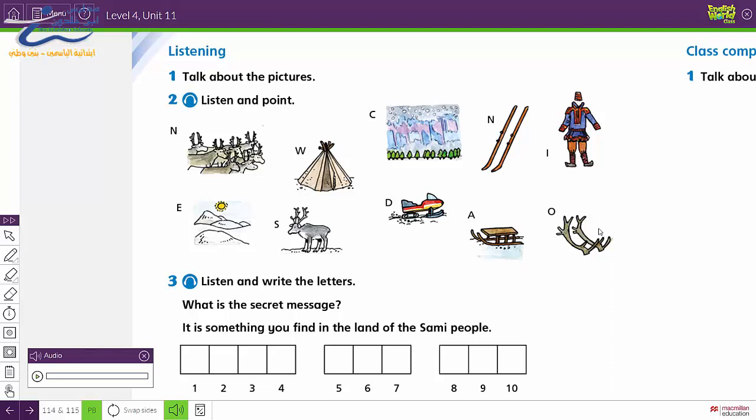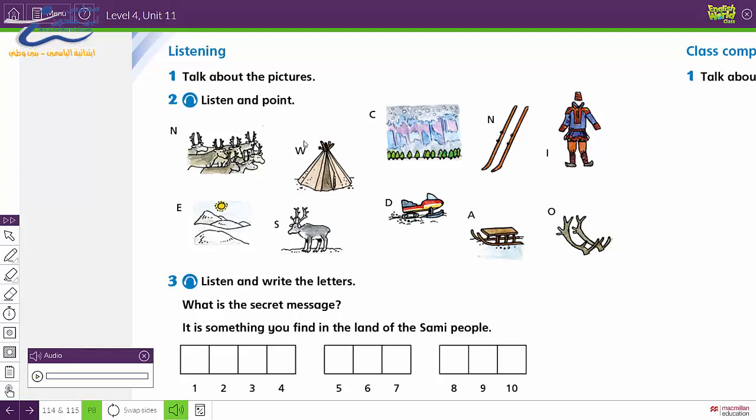When the Sami are traveling from place to place with their reindeer herds, they live in tents like this one. Yes, of course this. Because they are nomads, they live in tents. They always travel.